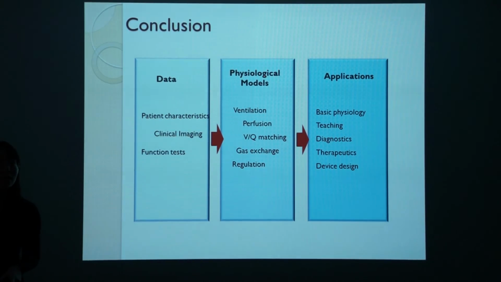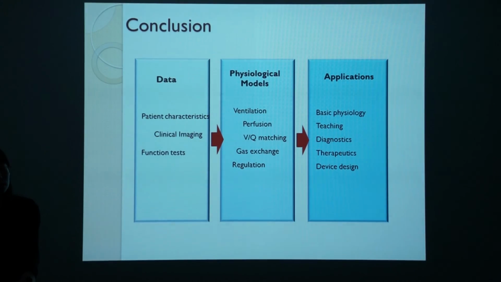Okay, one last question. You said that at some point you expand your model, because I would think that the resolution of the CT scan doesn't allow you to go into the alveoli detail because they are very small. So how did you do that?